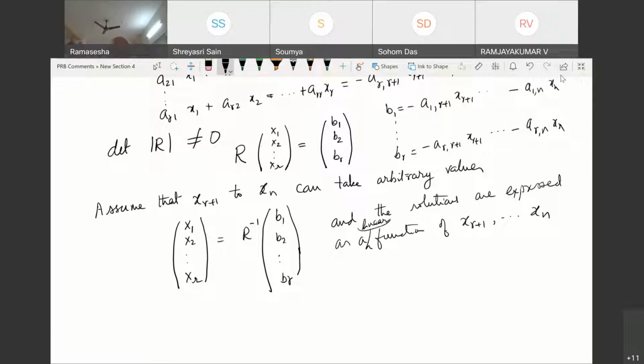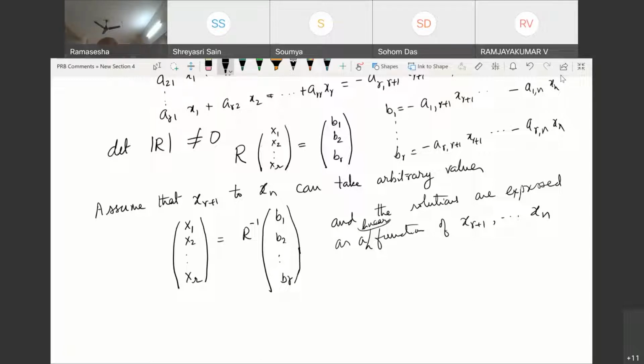So I did not do anything drastic. All I did was keep R variables on the left hand side and the remaining variables I transposed to the right hand side, and I called them B1, B2 to BR. And now I can write my equation as matrix R times x1, x2 to xr is equal to B1, B2 to BR, or I can get x1, x2, xr equal to R inverse times B1, B2, BR, because determinant R is non-zero, as R is the rank of the matrix A. Is this part clear?